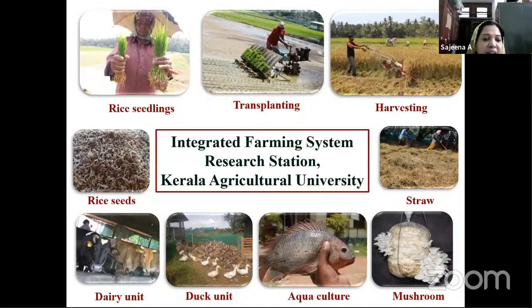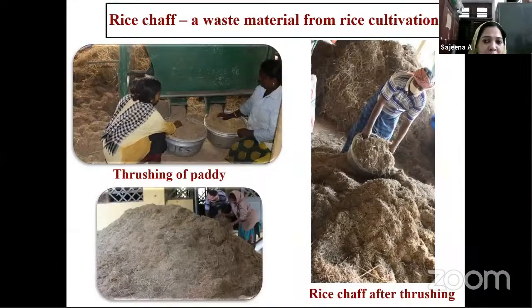For example, if we are taking rice-based IFS, we have the rice cultivation. Along with that, we have the dairy, duck unit, as well as fish culture. And the availability of straw makes the possibility for mushroom cultivation, which is an income-generating activity. But as part of the rice cultivation, we generate the waste material called rice chaff, which is free of cost, and so it can be used for some beneficial purpose.